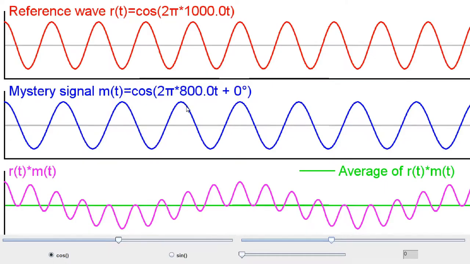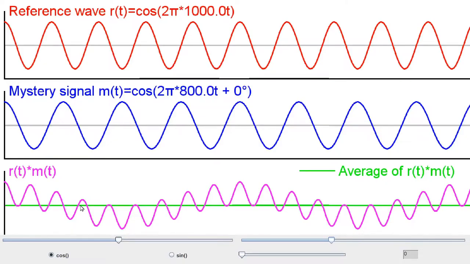It is like the AC input of our frequency meter. I've set it to 800 hertz, but in reality, we wouldn't know what its frequency is. And to match the reference wave to the mystery, what we're going to do is multiply them together point by point. So at time t equals 0, we multiply the values together and get t equals 0 of the multiplication, and we do that for every other point in time.